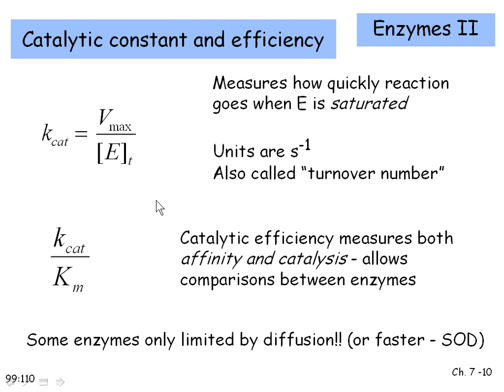There are some other numbers that can tell us things about enzymes as well, besides the Km. There is a number called Kcat, for catalytic constant, and it is proportional to the maximal velocity and inversely proportional to the total enzyme. And so the Kcat is a way to measure how fast it goes when it's saturated. It's also sometimes called a turnover number because it's how many substrate molecules the enzyme can turn over per second. So the units are per second. It's a number per second.